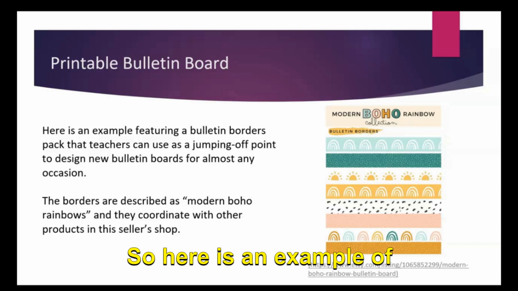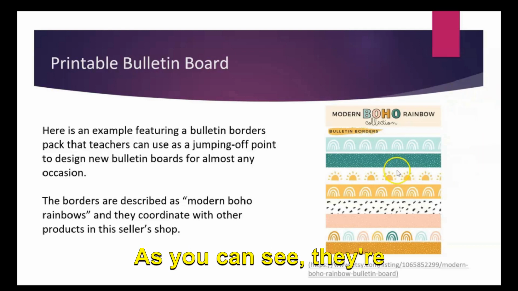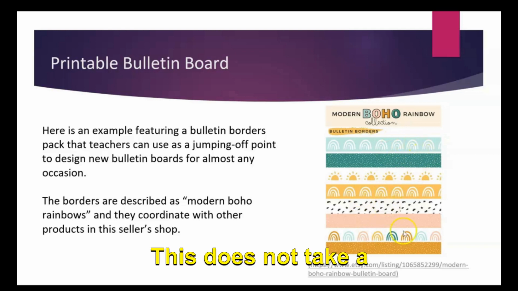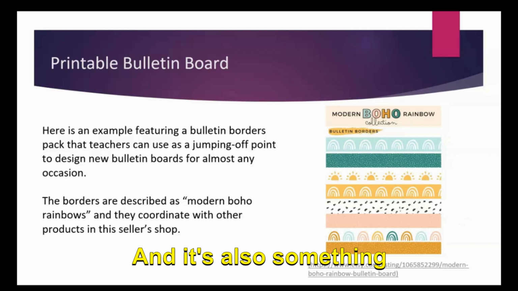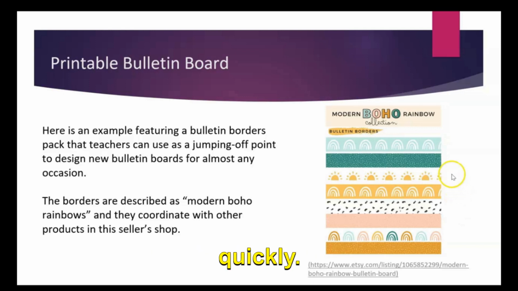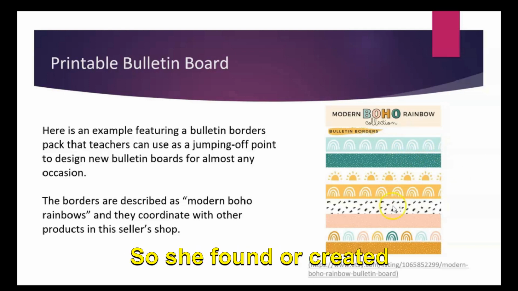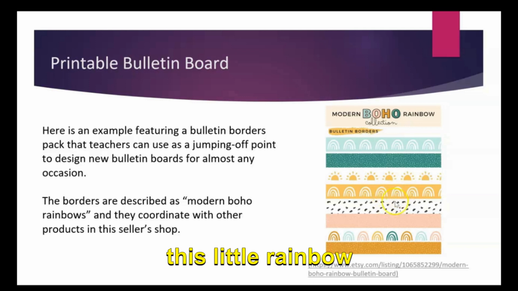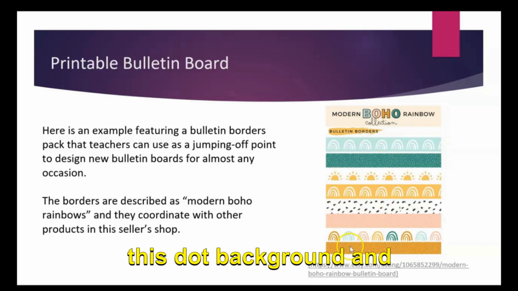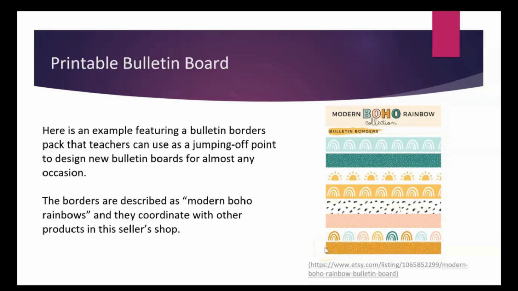So here is an example of some printable bulletin board borders. As you can see, they're very simple. This does not take a graphic designer to make something like this, and it's also something that you can make pretty quickly. So she found or created this little rainbow graphic, and then she simply changed the colors on it 3 times. She found or created this dot background and then changed the color 3 times.